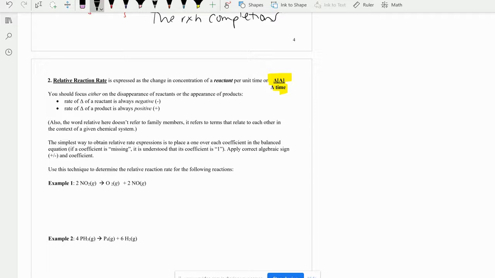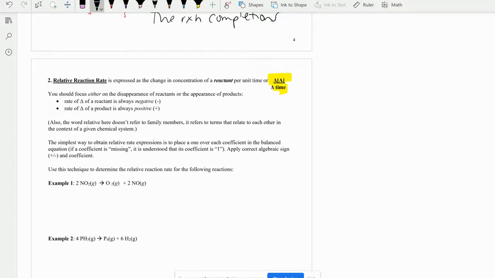So the word relative here does not refer to your family member. It refers to terms that relate to each other in the context of a system, in this case of a chemical reaction system. So the simplest way to obtain a relative reaction rate, or a relative rate expression is another way to say it, is to place a 1 over each coefficient in the balanced equation. So yes, you are going to need a balanced chemical equation to get the relative reaction rate. Now remember, if there is no coefficient in front of a chemical species, it is implied that it is a 1.